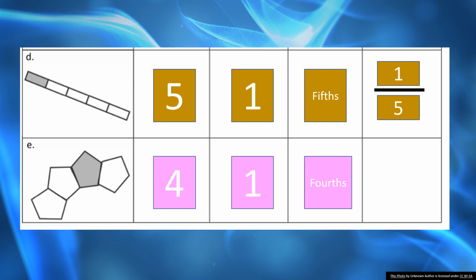So again, how many parts are shaded? 1. 1 out of how many parts total? 4. So the fraction that names our model is 1/4. Now you may want to go ahead and pause your video to make sure that you have all the correct information written down for the model in letter E.